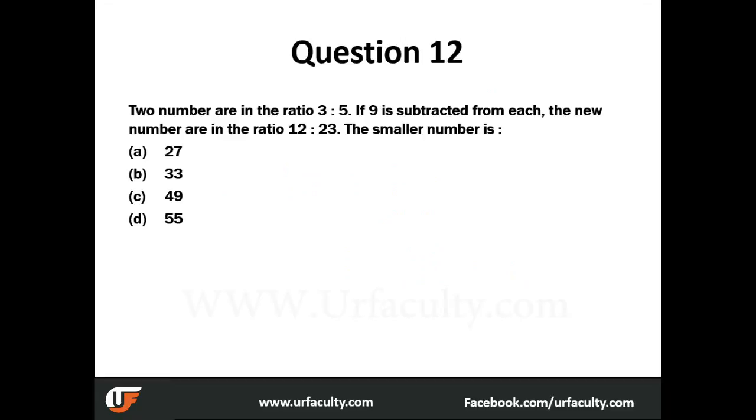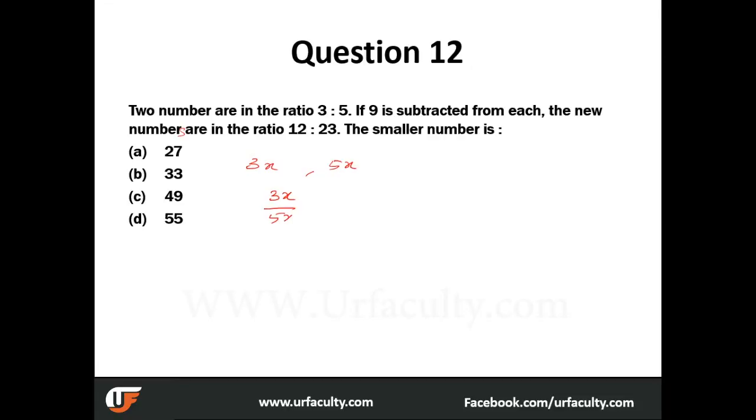Two numbers are in the ratio of 3:5. If 9 is subtracted from each, the new numbers are in the ratio of 12:23. What is the smaller number? Again, straight away, the first step has to be: two numbers in the ratio of 3:5. The one number is 3x, the other number is 5x. If 9 is subtracted from each, the new ratio is 12:23. Now let's start representing them in the fraction form. So how do we do it?